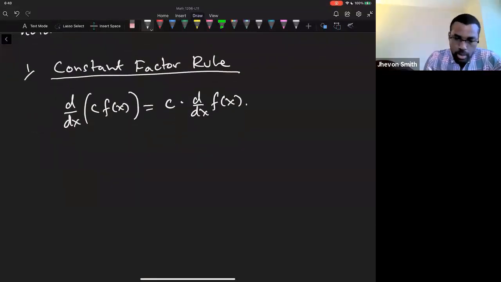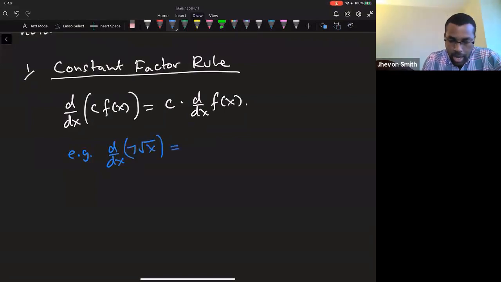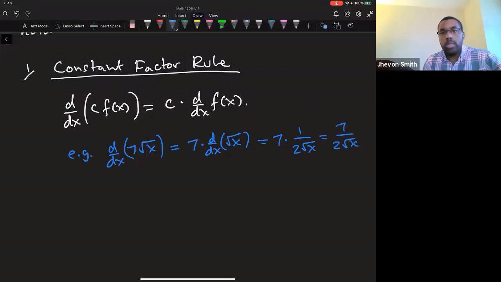So for example, if I were to ask you, what is the derivative of 7 radical x, right? Well, this is the same as 7 times the derivative of radical x, which we now know what the derivative of radical x is. Right, so that's going to be 7 over 2 rad x, right? So if I know how to differentiate a function, I automatically know how to differentiate a constant times that function. You pretty much leave the constant alone and differentiate the function right beside it and multiply them together.